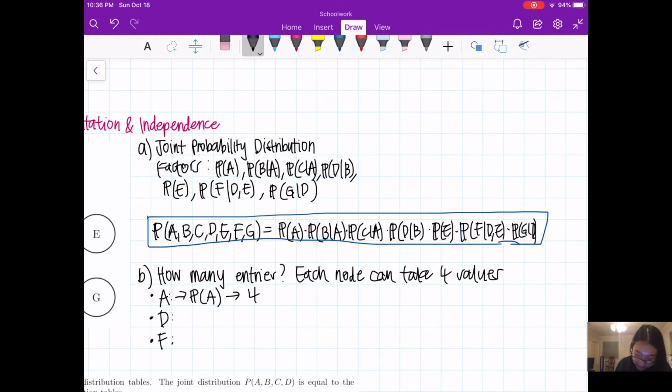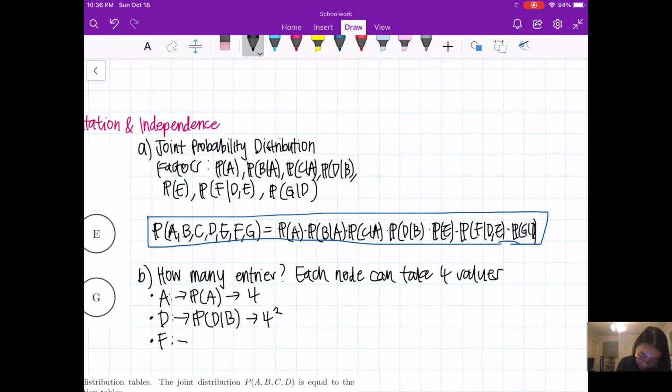While if we look at D, we see that the probability was D given B. And since there's 2 variables, in your entry table you will specify both what the D value is and what the B value is. You have 2 variables and each of them can take on 4 values. So you have 4 options for the first one and then 4 options for the second one. So that will become 4 squared.